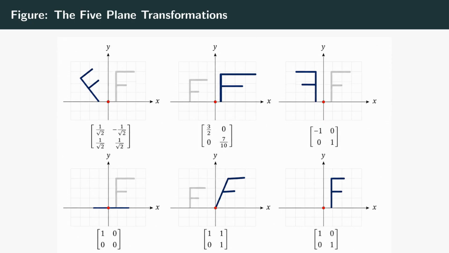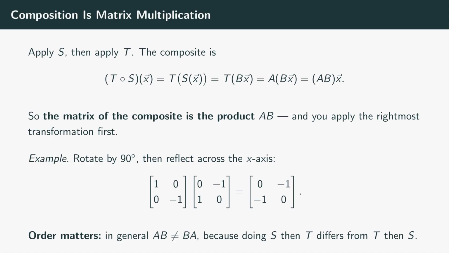Notice the common thread in every panel: the origin, marked in red, never moves, and straight lines stay straight. That is the signature of linearity, and these six little matrices are the alphabet from which planar linear maps are spelled. Here is the payoff that has been waiting since we first defined matrix multiplication.